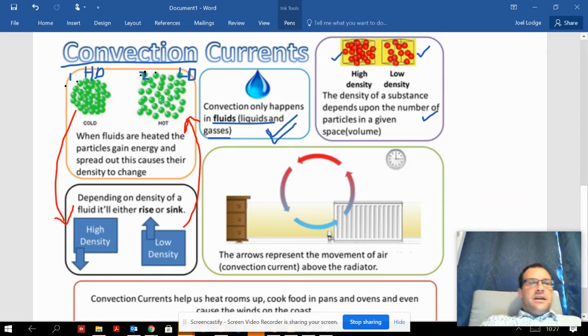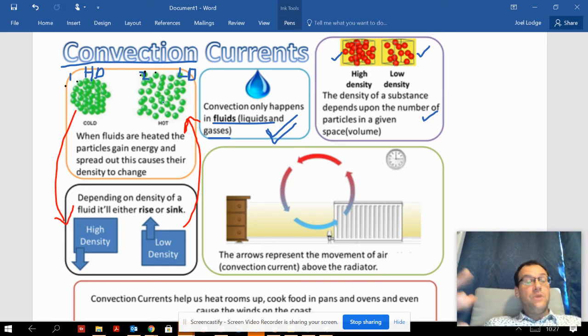So this is what would happen if we heated up an object. You remember how when we heat an object up, or a fluid or a gas, the particles have more kinetic energy and they start vibrating more, moving around more, taking up more space. So this hot area here actually takes up more space because the particles have more space between each other. It's not the particles that are getting bigger, it's the space between them that gets bigger. Can you see by that diagram? So when fluids are heated, the particles gain energy, they spread out, and this causes their density to change.